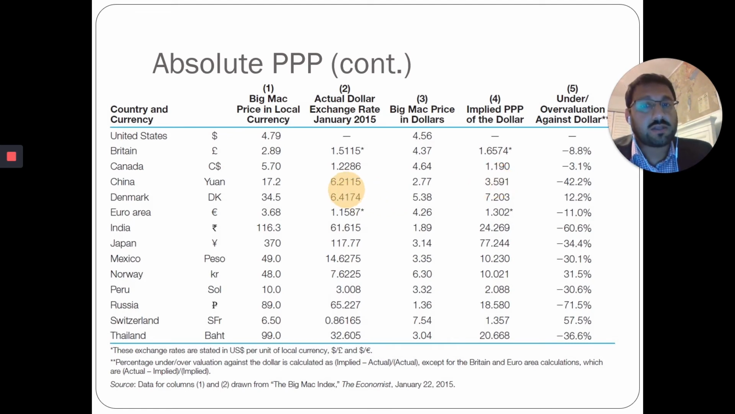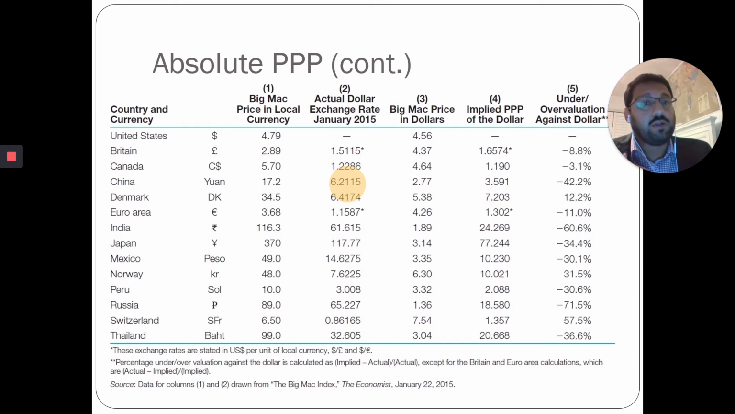But the actual exchange rate is 6.2115 yuan. So you are paying more yuan compared to the theory in order to buy 1 unit of the US dollar. So the yuan, or the Chinese currency, is actually undervalued. You have to pay more compared to the theory. And obviously when one currency is undervalued, it automatically means the other currency is overvalued.